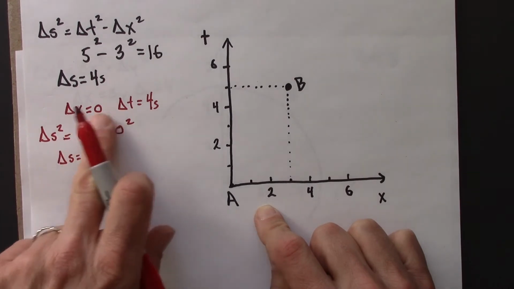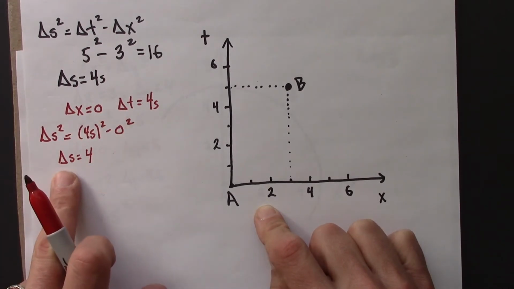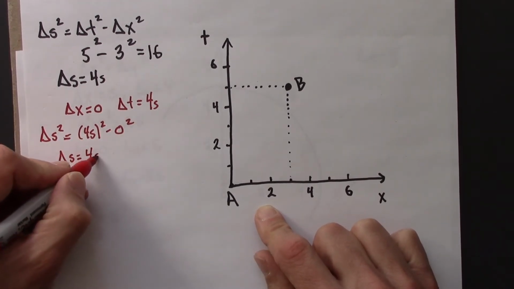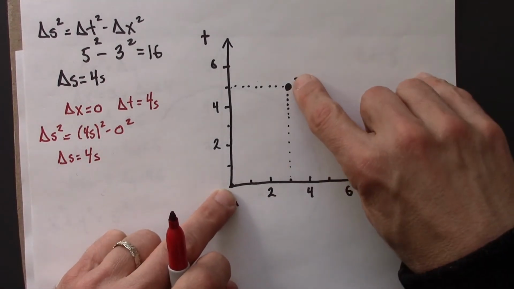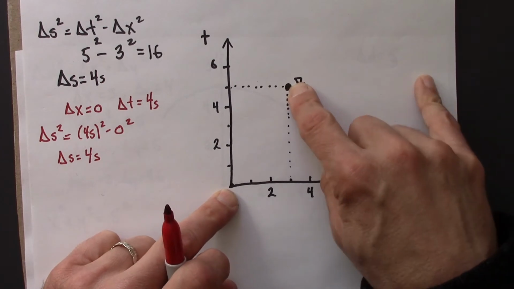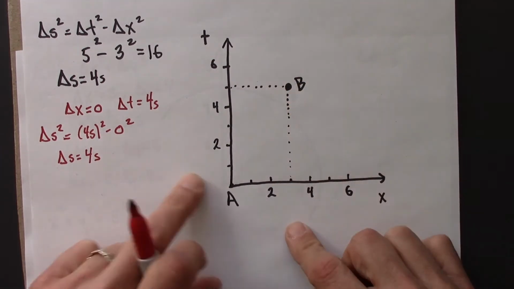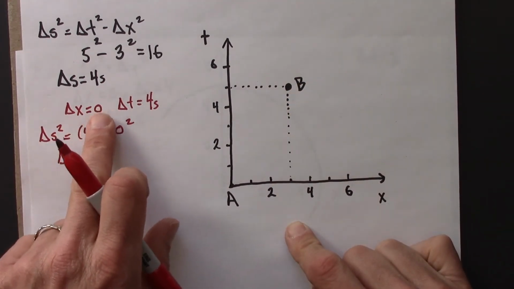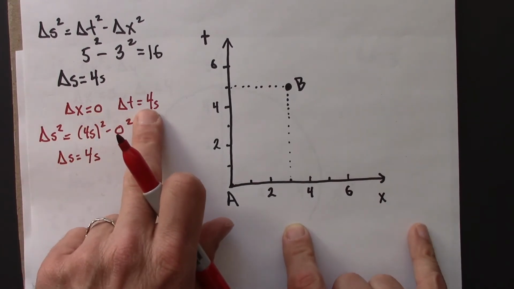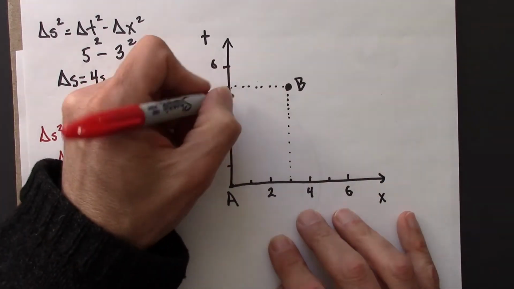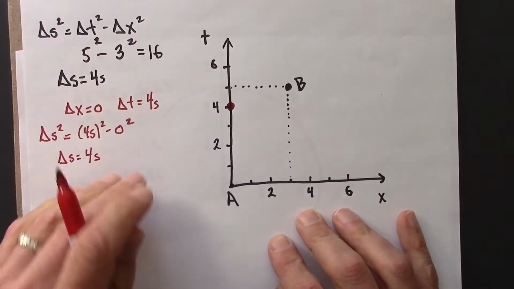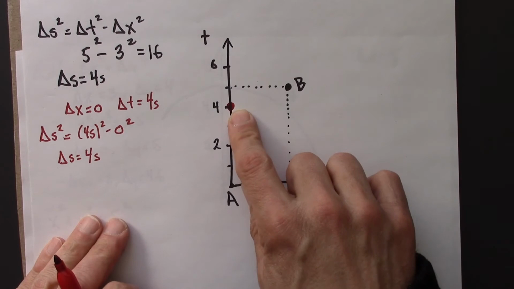And why do I know this is possible? Well, because this preserves the space-time interval. The space-time interval is the same. All observers in inertial reference frames will observe the same space-time interval between these 2 points. So I could draw this state of affairs, x equals 0, t equals 4, on this space-time diagram, and I would get that.